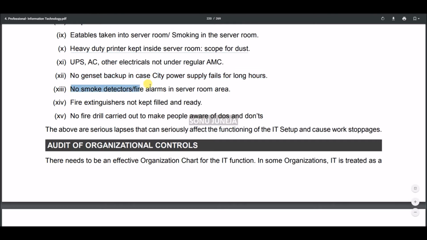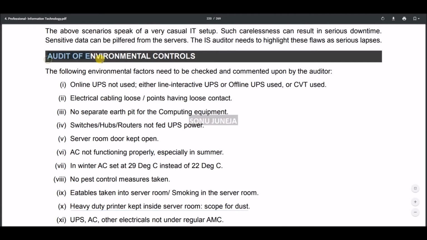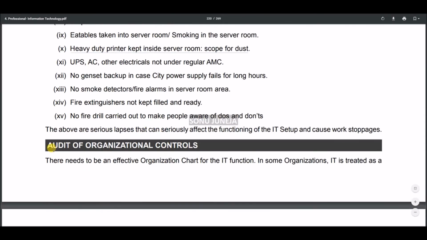No smoke detectors, fire alarms in the server room area. Fire extinguishers are not kept filled and ready. No fire drill carried out to make the people aware of the dos and don'ts. ये सारी चीज़ें come under audit of environmental control.